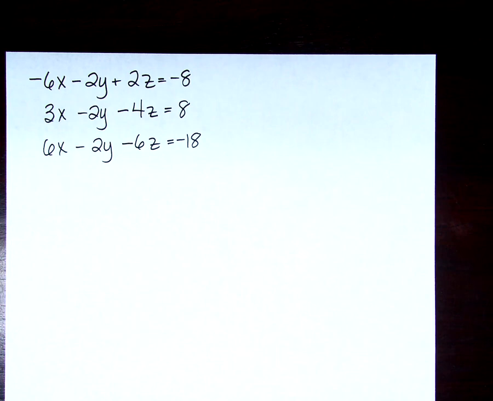Now tell me why y is the best variable to eliminate first. Because they're all the same. So am I going to have to multiply anything at all?